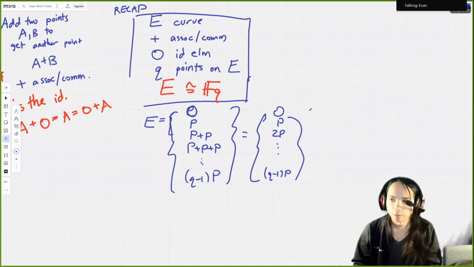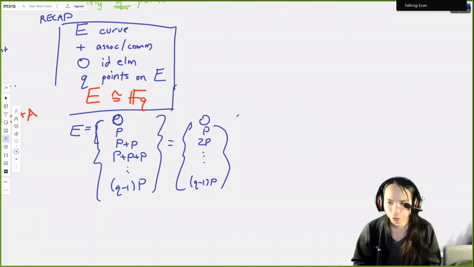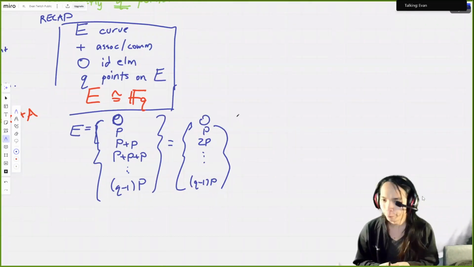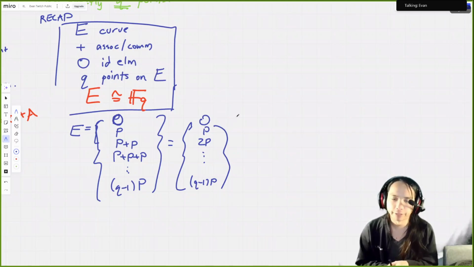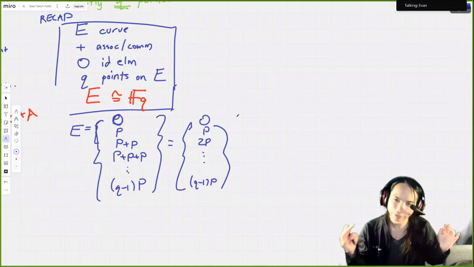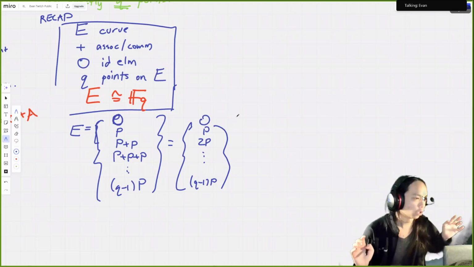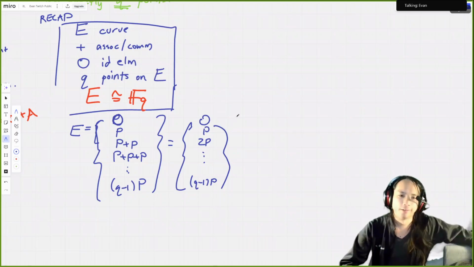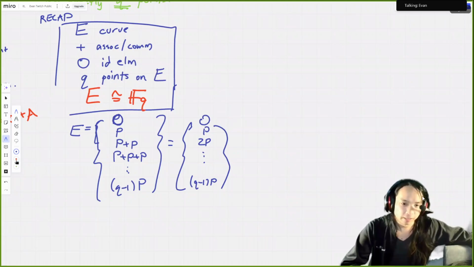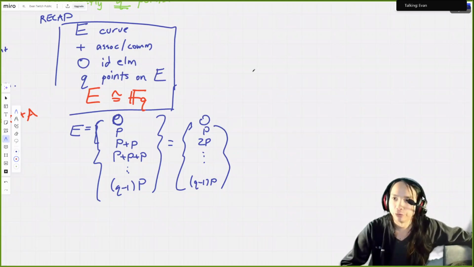Okay, that's fine. So what's the point of this addition? There are a couple of properties it has. Why did I have to do all this work to the elliptic curve to get another copy of Z mod Q? There are a couple of new things that I have that weren't true before.